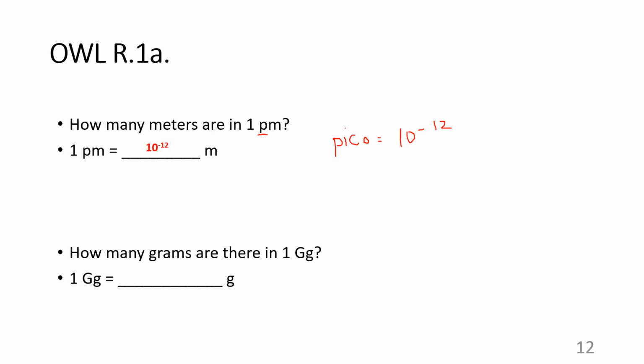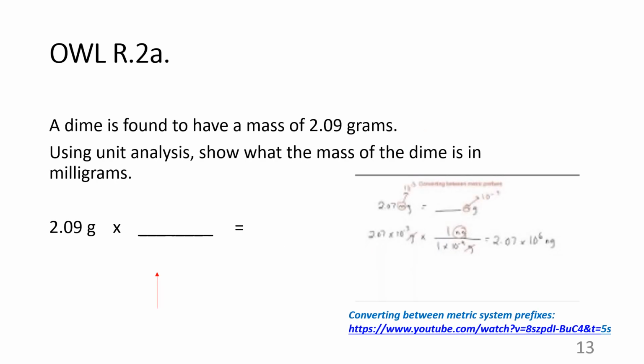In the next one, how many grams are in 1 gigagram? So giga is 10 to the positive 9. And so therefore, 1 gigagram contains 10 to the positive 9 grams. In this problem, we're asked to convert the grams to milligrams. And so we recognize that 1 milligram equals 10 to the negative 3 grams.